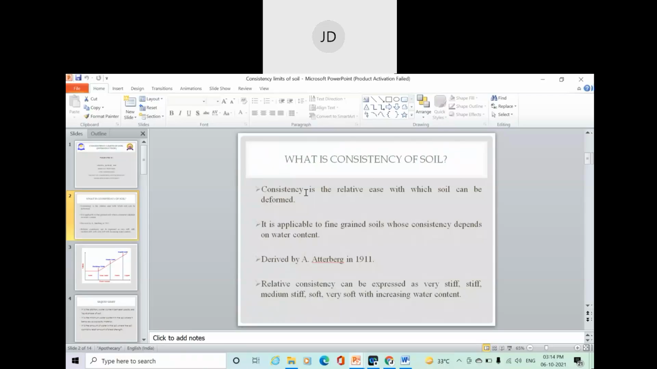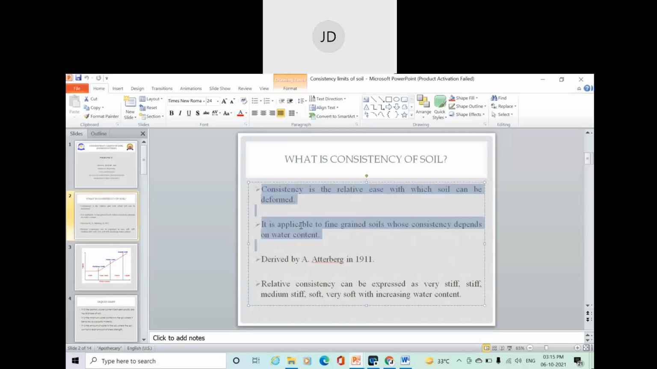This consistency limit basically applies to fine grained soil, whose consistency depends on its water content. Consistency is the relative ease with which soil can be deformed. About consistency, it was derived by A. Atterberg, a scientist. He derived the concept of consistency in 1911.